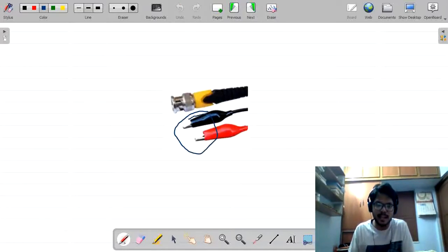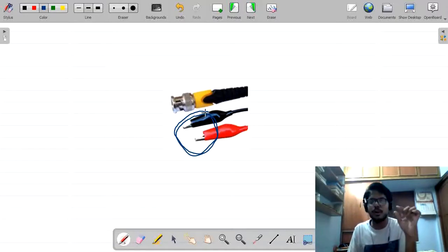Why is it called a crocodile clip? Because it has teeth like a crocodile, which are used to capture or hold the electronic equipment. That is the reason it is called a crocodile clip.